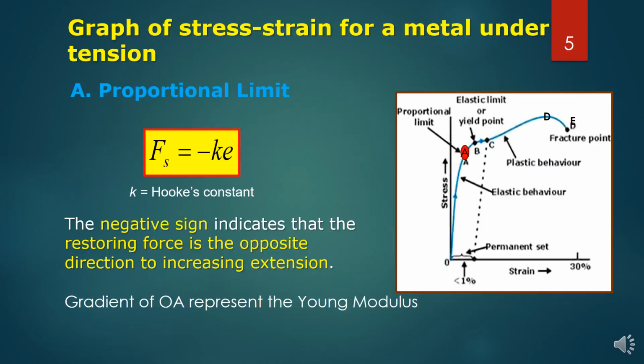The gradient of OA represents the Young modulus. The Young modulus can be determined only where Hooke's law is obeyed.